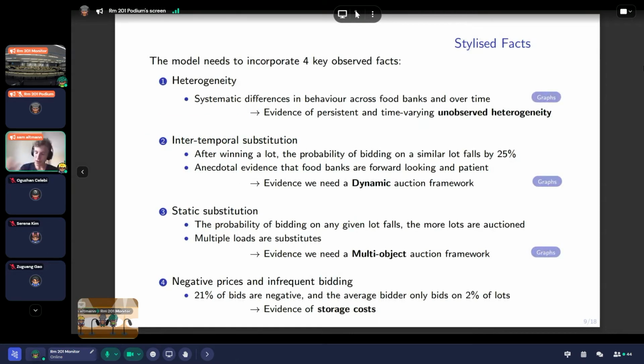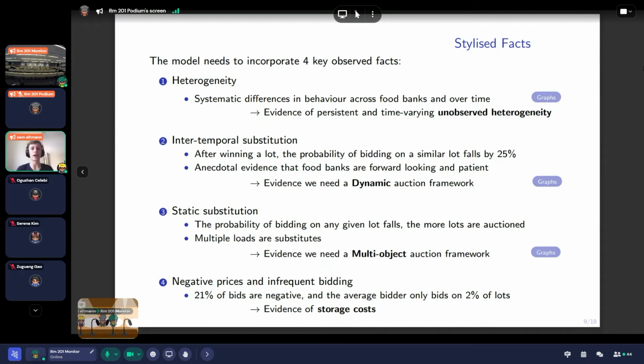I'm going to build an empirical model that needs to incorporate 4 key facts. First, I see systematic differences in bidding behavior, both across food banks, across different types of food, and across time. So I'm going to need a model that's able to capture these different types of heterogeneity, in particular this sort of time-varying unobserved heterogeneity that I'm going to attribute to these unobserved stocks.